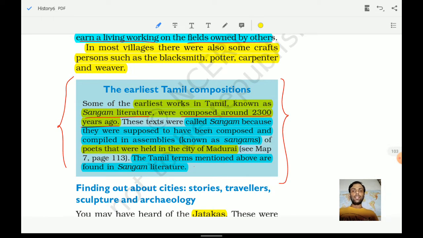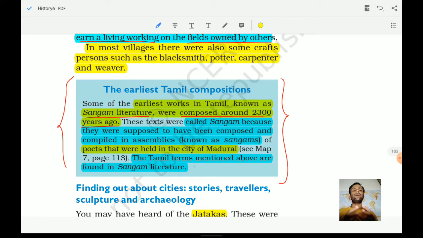Now, this paragraph which we are going to read is really important because it talks about the earliest Tamil compositions, known as Sangam Literature. So pay attention to this particular paragraph, right? A straightforward question can be asked from it. The earliest works in Tamil are known as Sangam Literature and were composed about 2300 years ago, and these were called Sangam because they were supposed to have been composed and compiled in assemblies. So assemblies were known as Sangams, right?